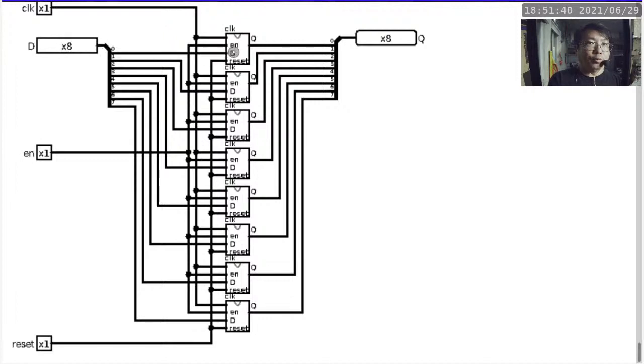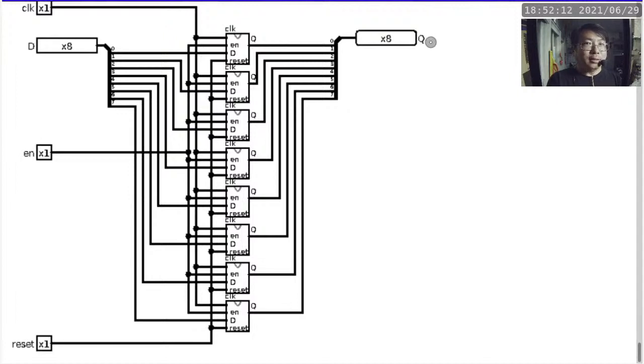Bit 0 goes to one D flip-flop, output 1 goes to another D flip-flop, and so on. So every D flip-flop is receiving a different D bit coming from the input pin D. The output pin Q is also going through a merger, so that each one of these D flip-flops is contributing to a bit of the output pin, which is also 8-bit wide, that we call Q.